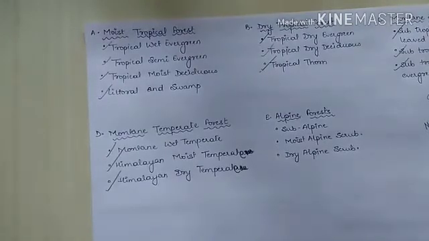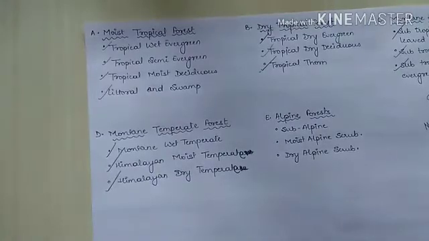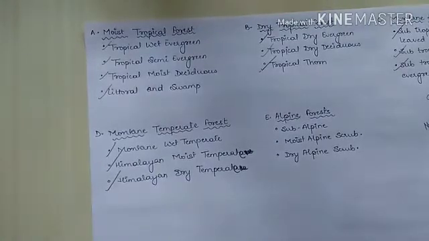Now lastly, we have Alpine forest. Alpine forests have three subcategories: subalpine, moist alpine scrub, and lastly dry alpine scrub.